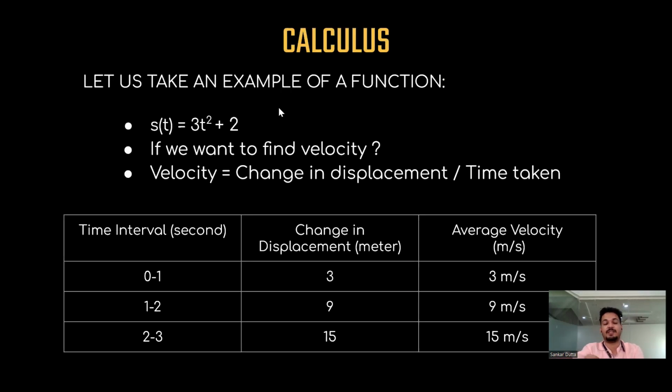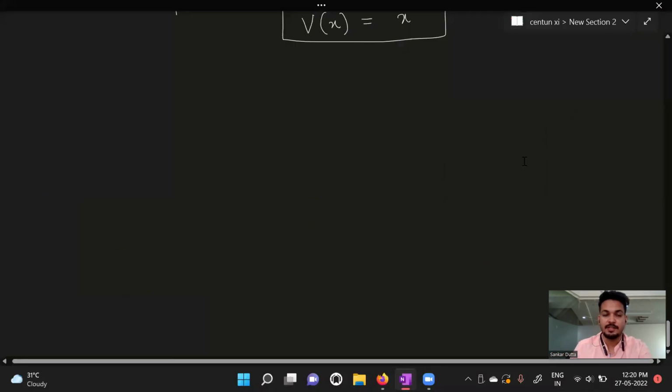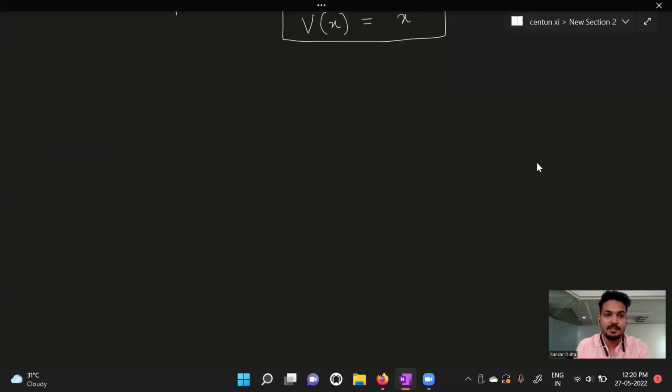Let's take a very simple example. Let me introduce differential calculus to you. Let's take an example for displacement, which is expressed as a function of time. Let me take 3t squared plus 2. Let me write it down on my blackboard, that way it becomes slightly more clear. So we have the displacement as a function of t: s(t) = 3t squared plus 2.